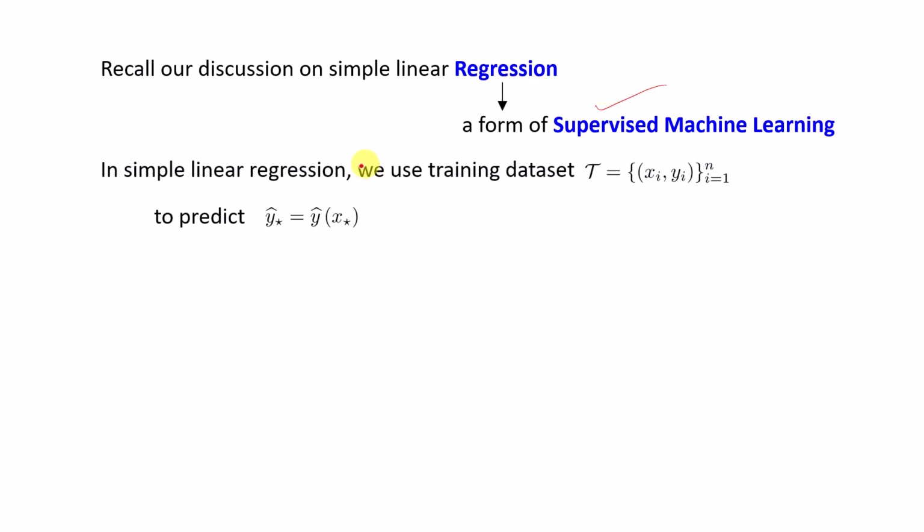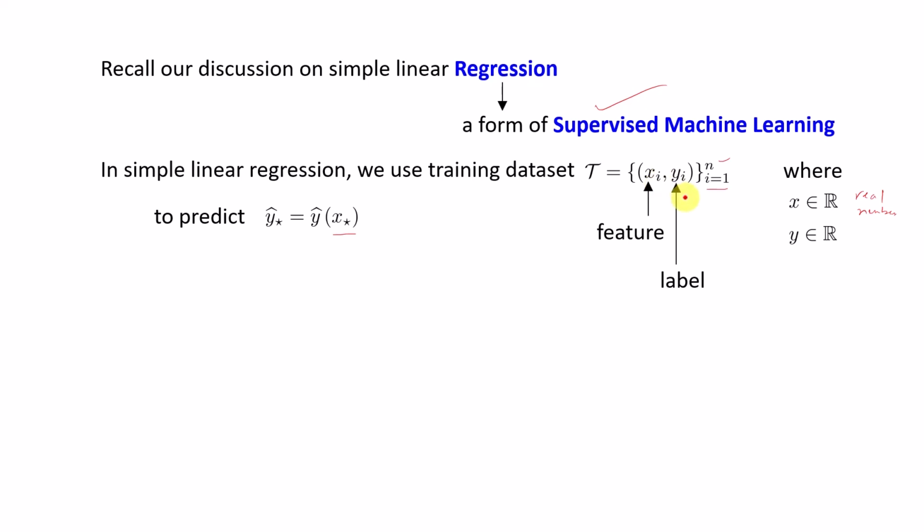Here, what we do is start with a training data set T, that is (xi, yi), and we predict y star, which is y at x equals x star. Here, the xi is known as the feature and the yi we call the label. In simple linear regression, both xi and yi are real numbers, and we have n such pairs, with i going from 1 to n, this many training data.